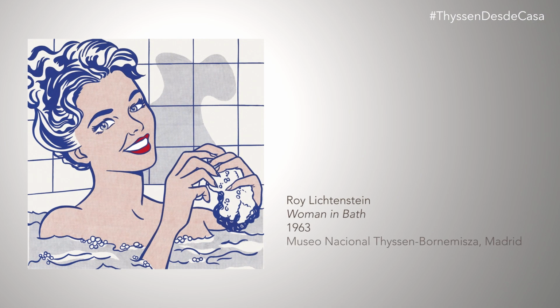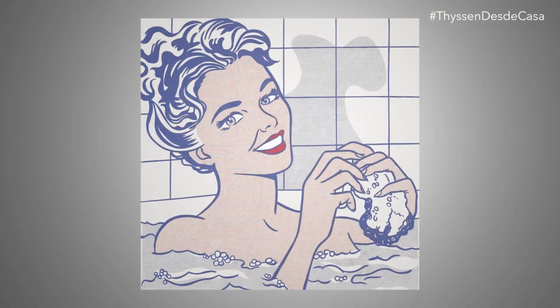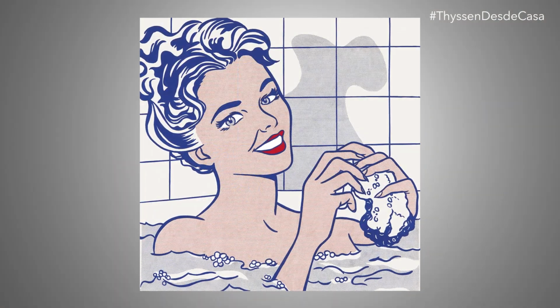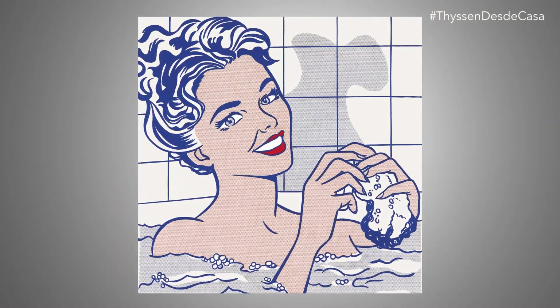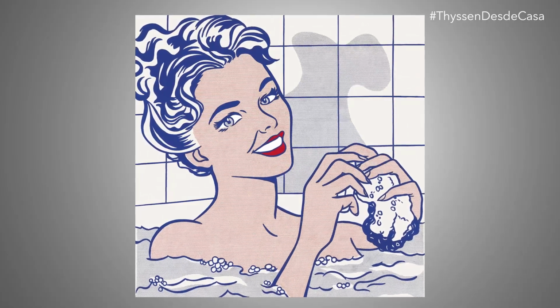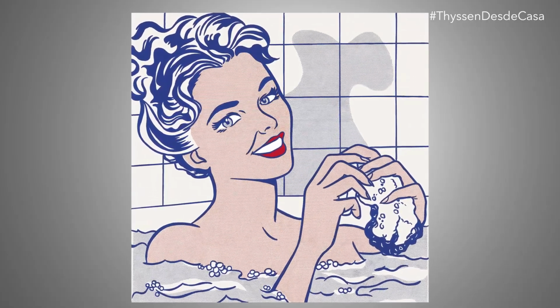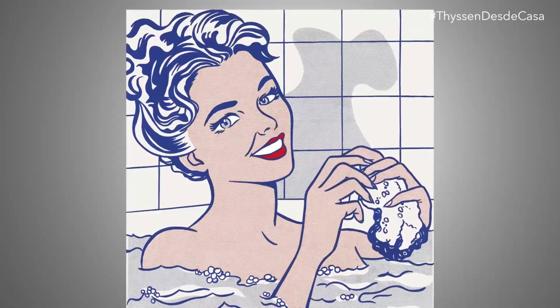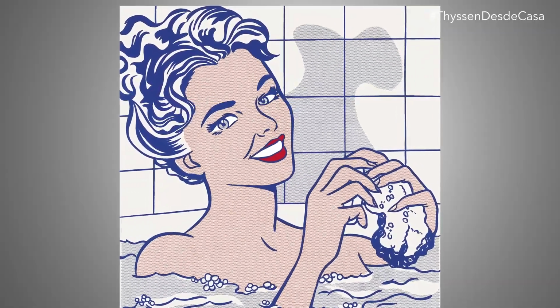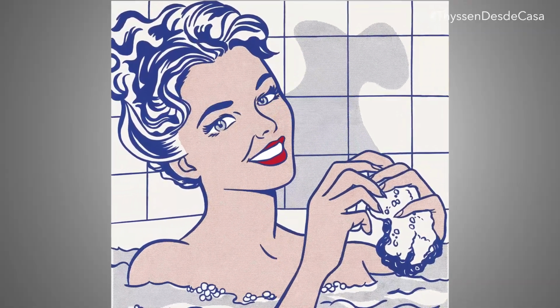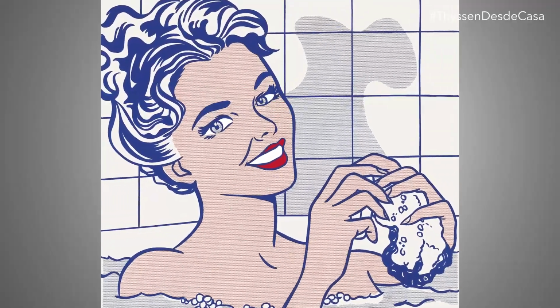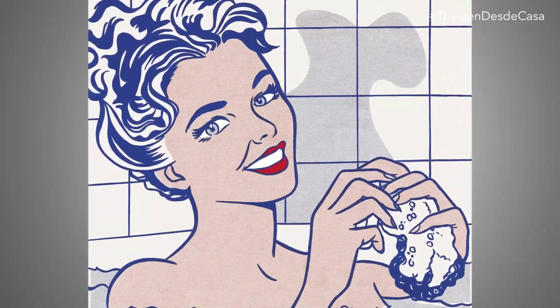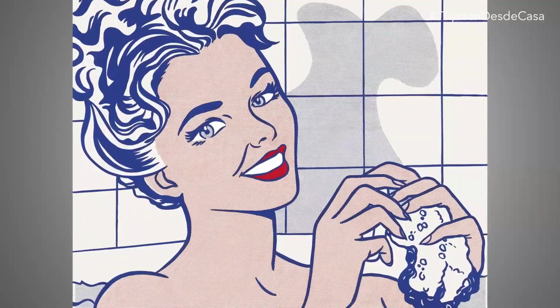Woman in Bath, Roy Lichtenstein. A woman looks at us as she bathes. The only clues we have as to her location are several tiles in the background and the shadow that is cast on them. Women bathing is a traditional theme in painting, often featuring scenes with goddesses and nymphs. The use of a figure who looks out at the spectator is an age-old tool in the history of art.